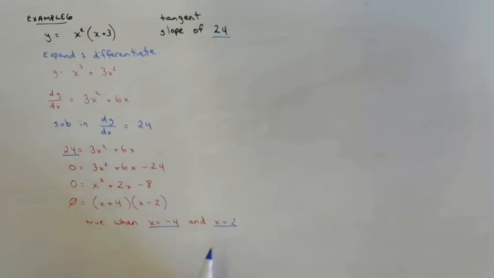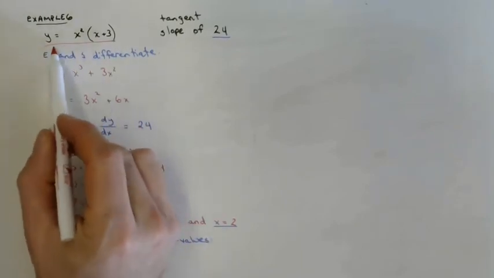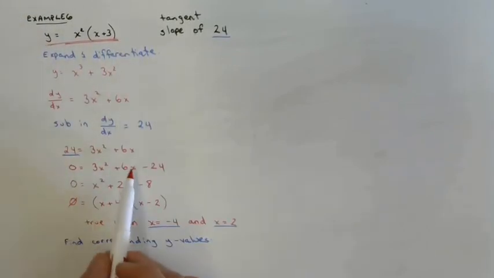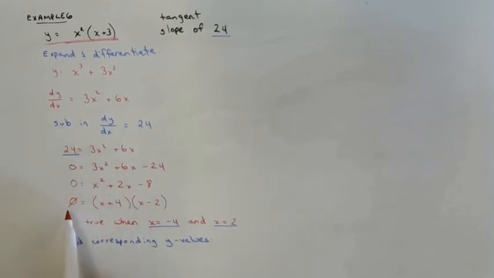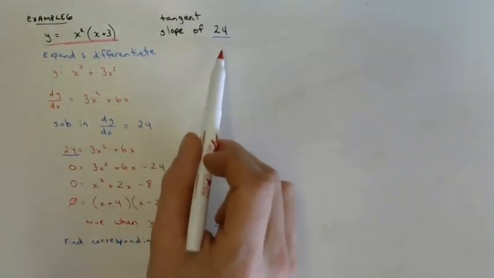So to find the corresponding y values, I need to sub back into the original function to do that. Okay, so don't get mixed up. Don't sub it back into your derivative. Also, if you did that, you'd just get 0, which you'd hopefully at that point realize that you made a mistake. But you've got to sub these back into the original to find the point where the tangent has a slope of 24.